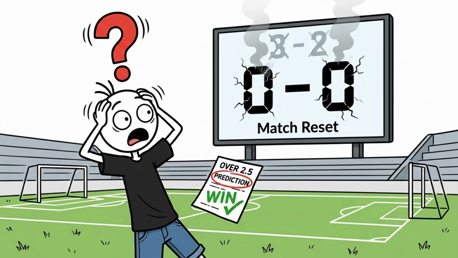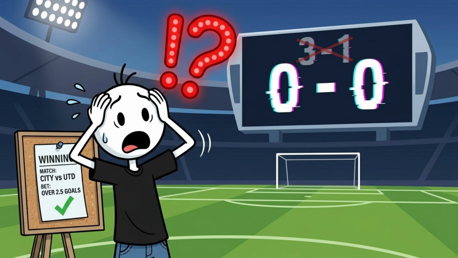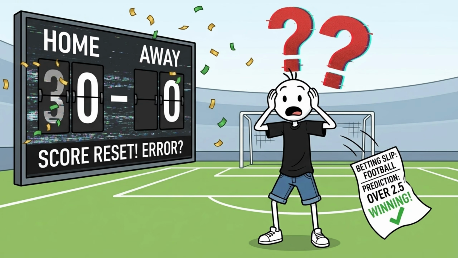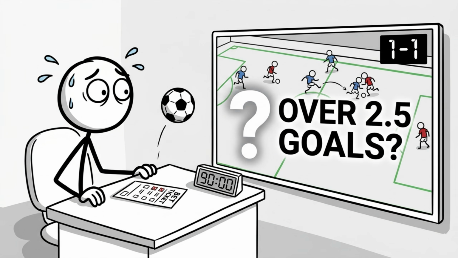But then, 0-0. Your bet disappears. And suddenly you're wondering, what went wrong? The problem isn't over 2.5. The problem is how you're choosing your matches. Because successful betting isn't about predicting every match. It's about finding the matches where the numbers are on your side. And today, we're going to build a simple over 2.5 strategy step by step.